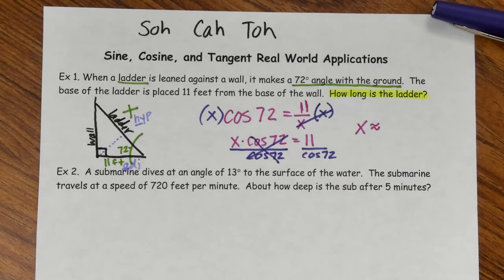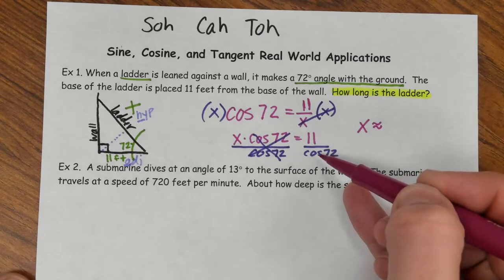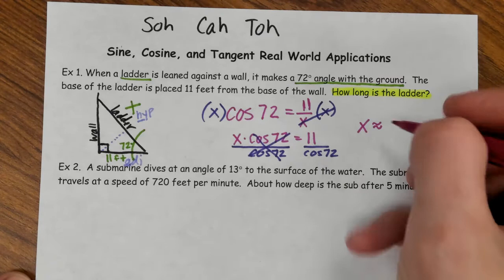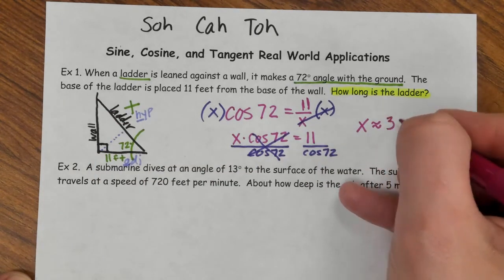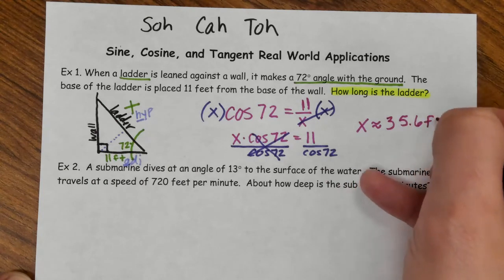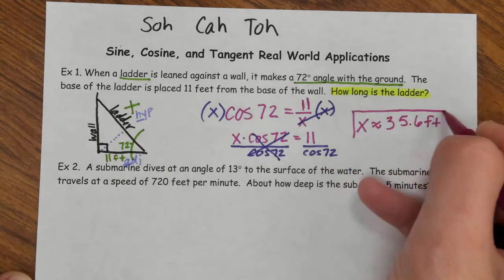and this is where you need to be pausing the video. You need to plug this in. If you're at home, we should have downloaded a different calculator app, free please, so that we can use our trigonometry functions at home. Once we divide 11 by the cosine of 72, we're going to find out that the length of the ladder is approximately 35.6 feet.